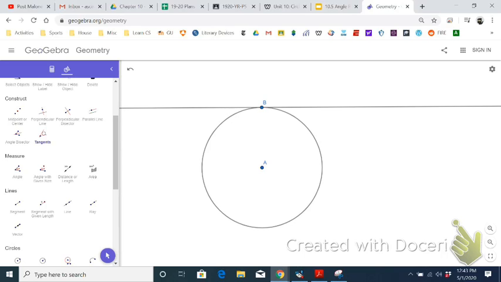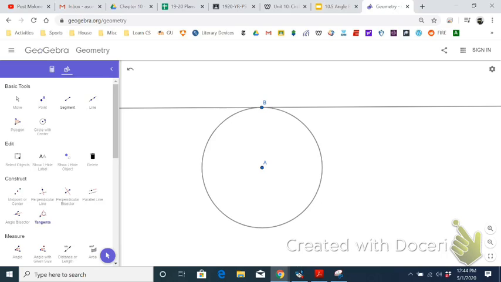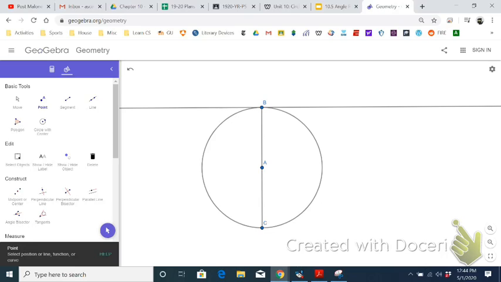Alright, then I'm going to construct a chord. Now a chord is just a line segment, so we can use the segment tool. And I'm going to place it right there. So that point C is on the circle. Good. Okay, now we know that if I put the chord through the center, that this angle right here, angle ABD would be a right angle because a chord and a radius always intersect at a right angle.